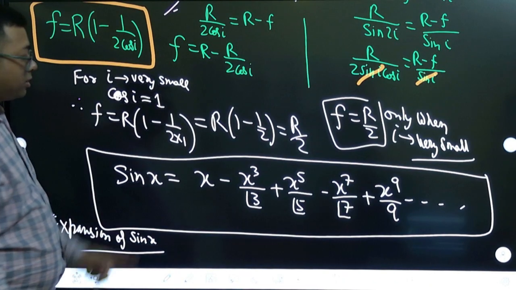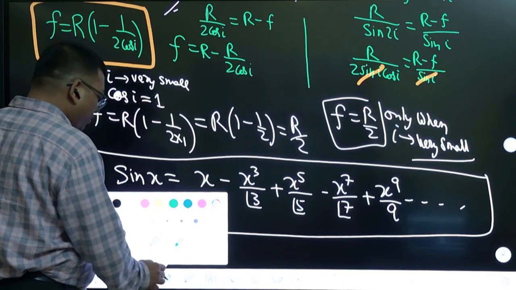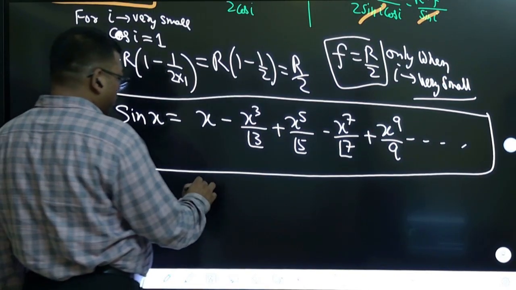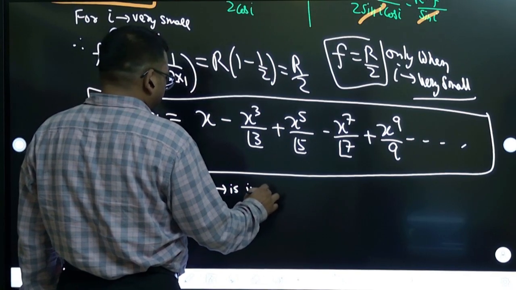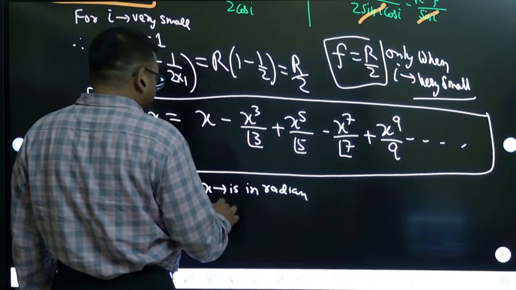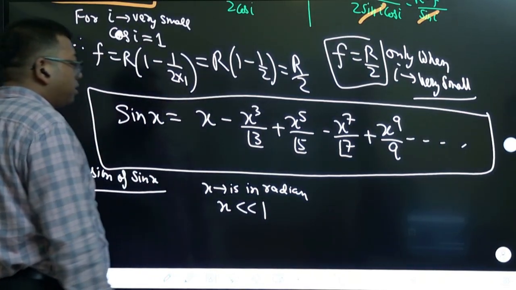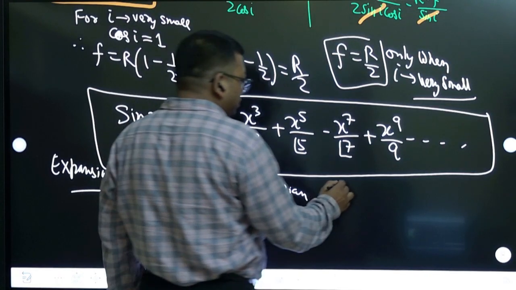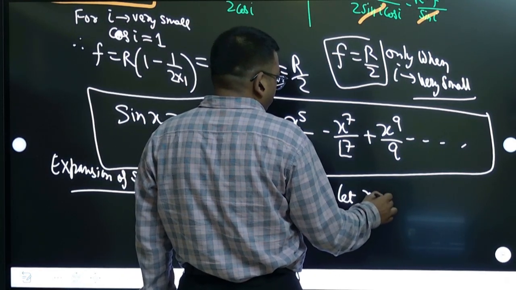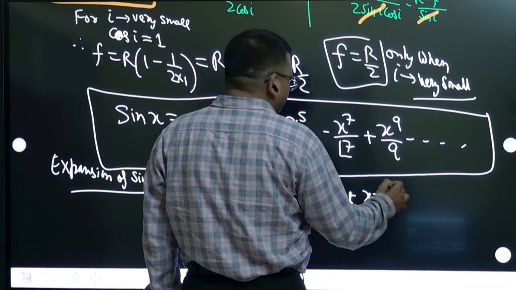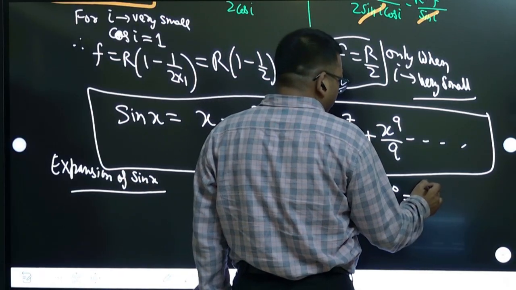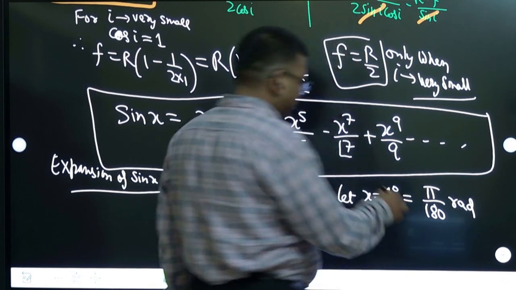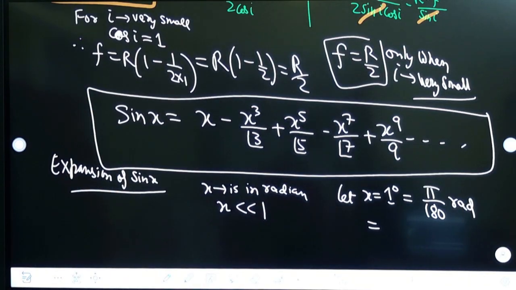Now, suppose I consider x very small, very small as compared to 1. Remember, this x is in radians, and x is very small compared to 1. For example, take x as 0.001, or let's take 1 degree. 1 degree is how many radians? Calculate. 1 degree is pi by 180 radian. What is pi by 180? Tell me fast. How much is pi by 180? Calculate.